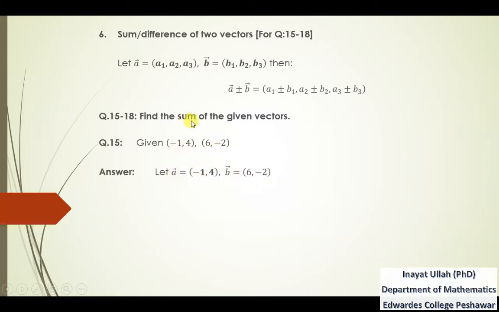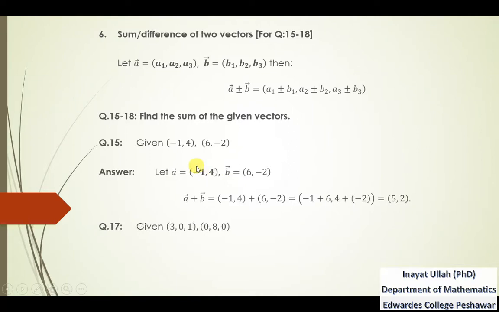Now we just need to find the sum. The sum of these two vectors, A plus B, is equal to this vector plus this vector. By definition, first plus first, comma, second plus second, which is actually (5, 2). So A plus B is (5, 2). This A plus B, which is (5, 2), is the resultant of vectors A and B.